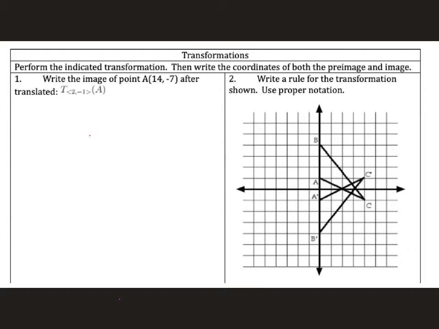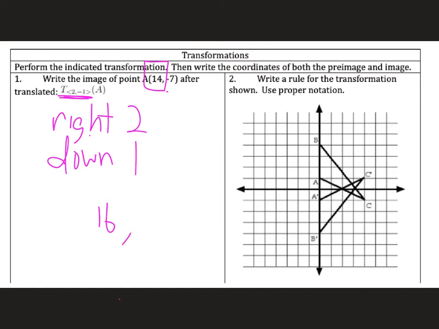So we have point A after translated to <2, -1>. So <2, -1> means right 2, down 1. So if I take 14 and I go right 2, that'll be 16. And then if I take 7 and I go down 1, that'll be -8. What's going on is we have this point floating here, A, and it's going right 2 down 1, and it's winding up here. So I'll call that A prime.